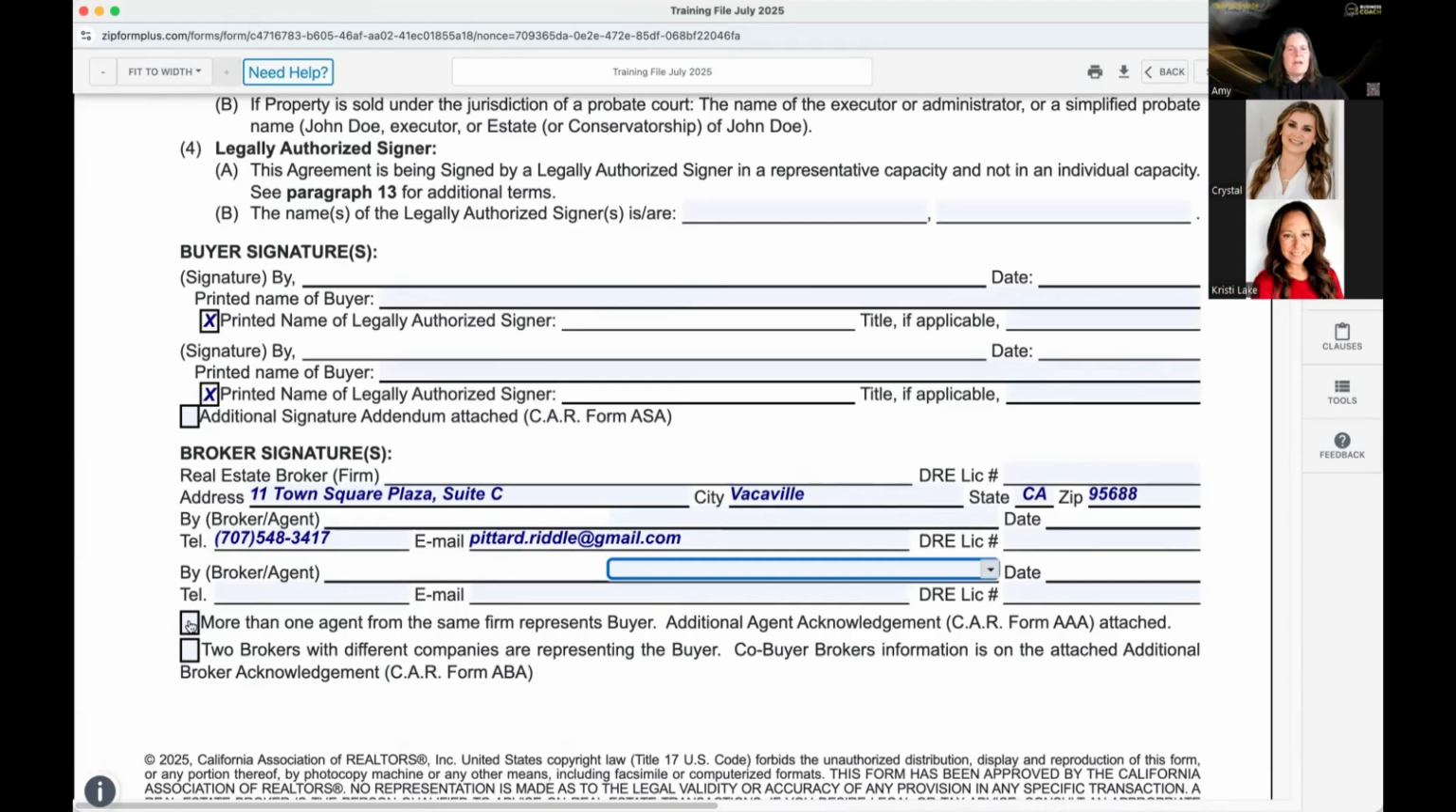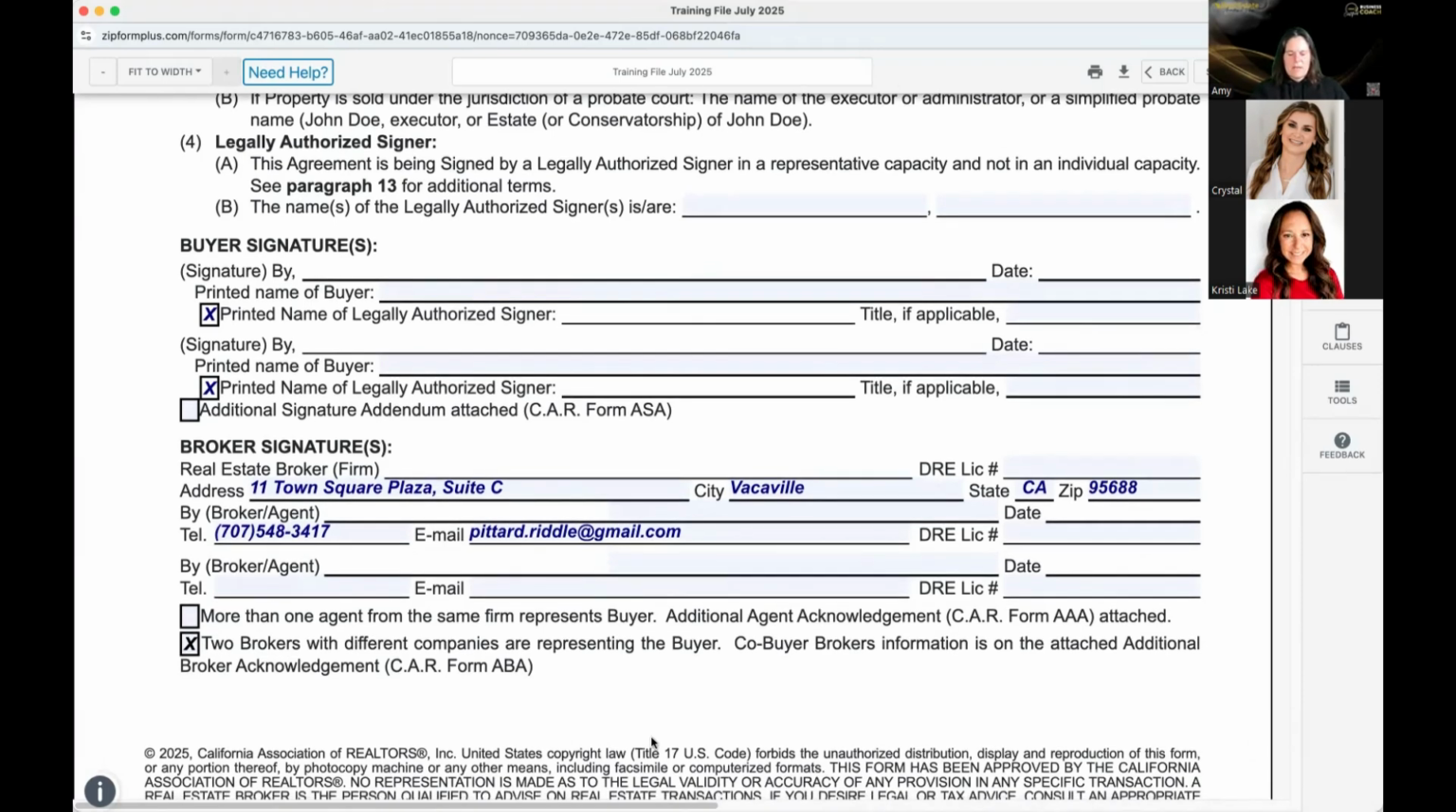If you have more than one agent from the same firm representing the buyer, like you're on a team situation or something, we would check this box here, and we're going to include the AAAA form. That's the additional agent acknowledgement. Or if we have 2 brokers, maybe you're working with a buyer and you're in partnership with another brokerage, then the co-broker's information is on the attached additional broker acknowledgement. That's the ABA form.